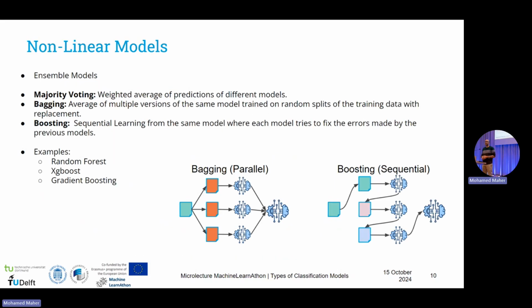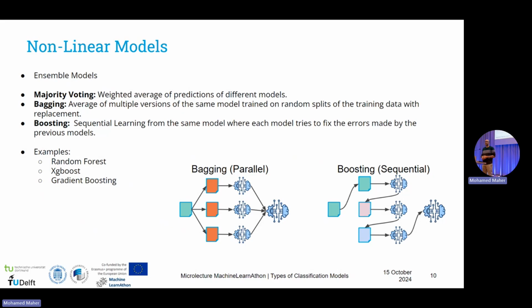Other types of models could be ensemble models, and an ensemble is a group of different machine learning models which we utilize in order to make the final prediction. And we have different types of ensembles. Since ensemble models are a group of different models, the final outcome or prediction of the ensemble is a nonlinear function.